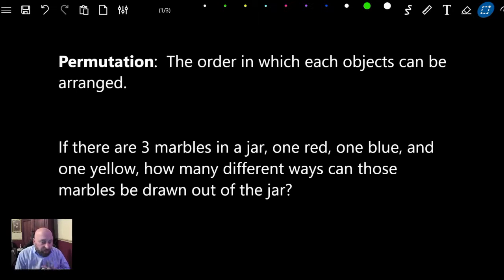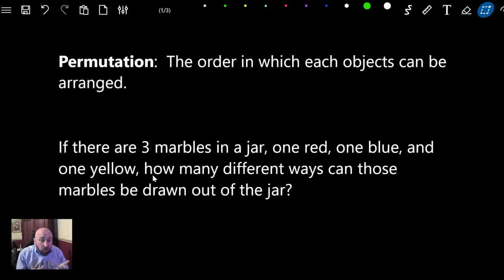Now, here's an example. If there are 3 marbles in a jar, we're back to the marble idea. There's 3 marbles inside of this jar. How many different ways? Let's say that there's a different color. This example says there's 1 red marble, 1 blue marble, and 1 yellow marble. So there's 3 different color marbles inside the jar. How many different ways can I stick my hand in there and pull it out? What can I get out?